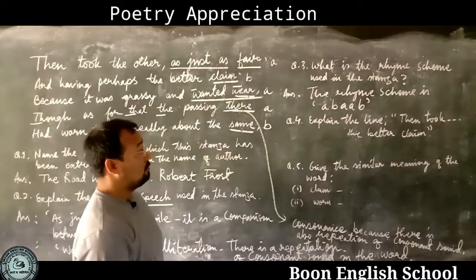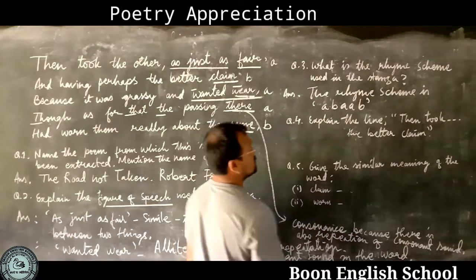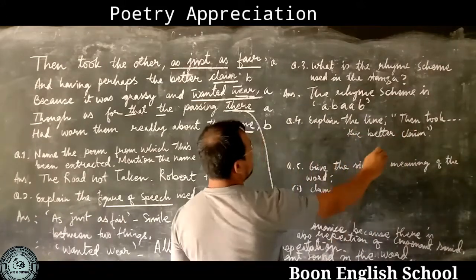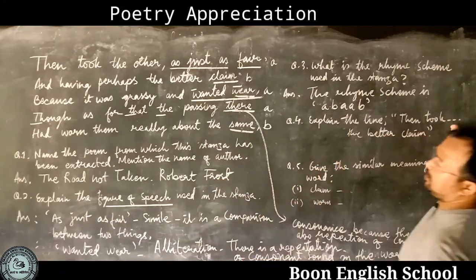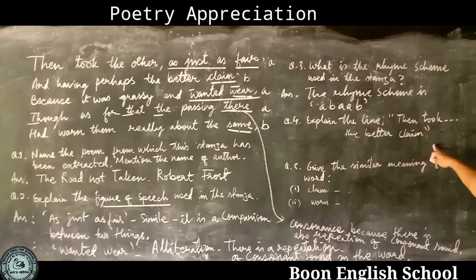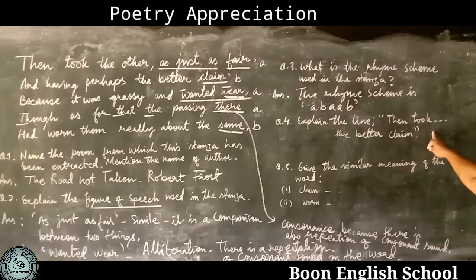Okay, now question 4. Question 4 says, explain the line. You can see I have written dots in this place. This is the first line and the second line: "Then took the other, as just as fair, and having perhaps the better claim." So here you have to explain this line. What does this line mean?